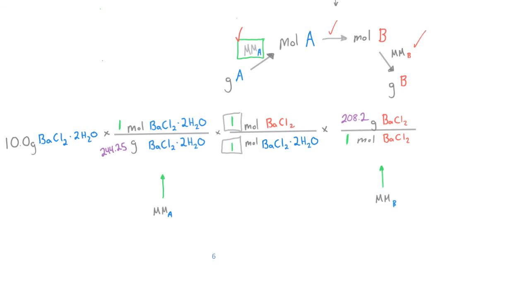So let's go ahead and do the complete calculation. We're going to take our 10 grams divided by 244.25. Then we're going to multiply by 1. And then we're going to multiply that by 208.2. That will give us our grams of barium chloride. My calculation gives 8.53 grams. If you got that right, great job. So it's kind of a tricky problem until you realize all you're doing is changing the molar mass of the thing that you're starting with to remove the water molecules.